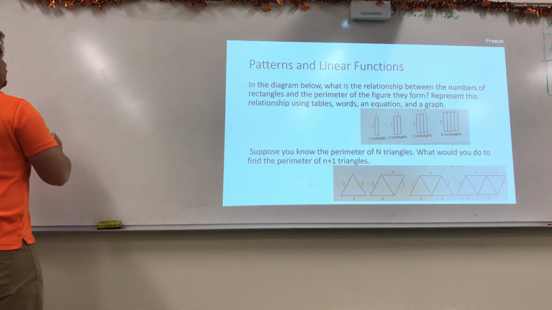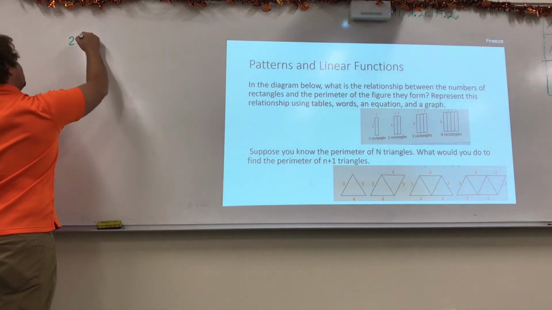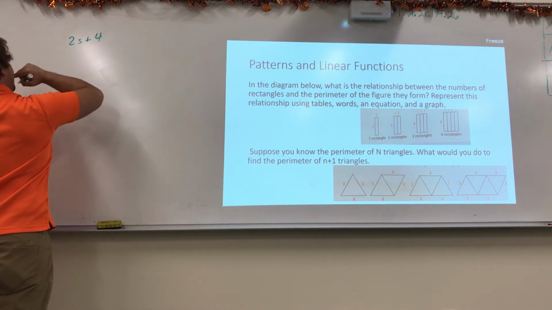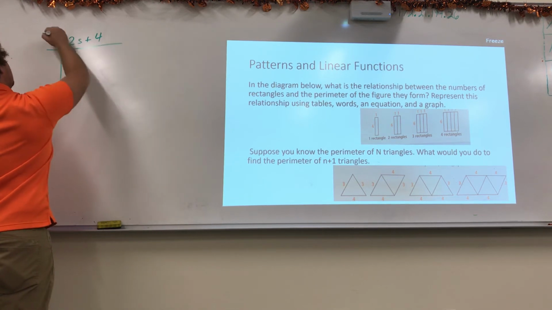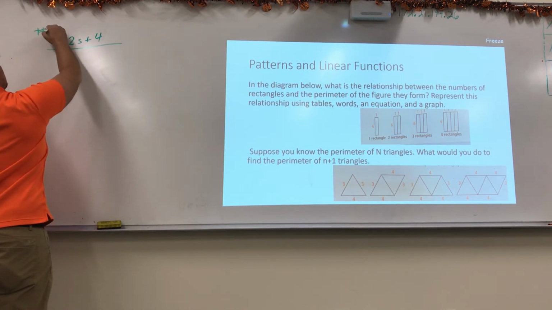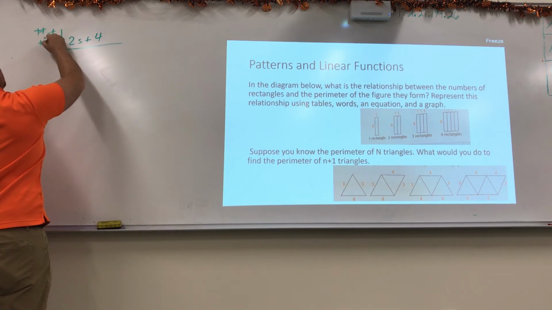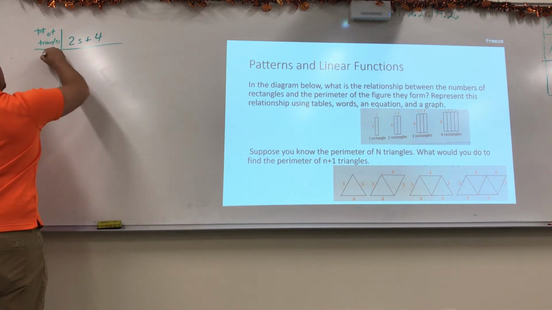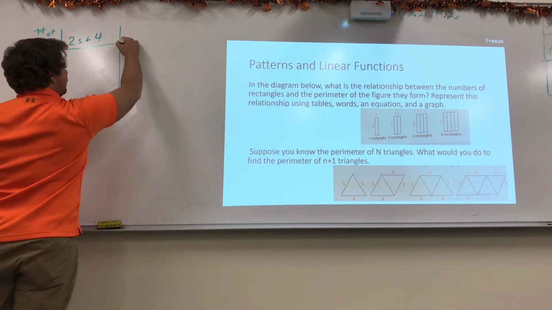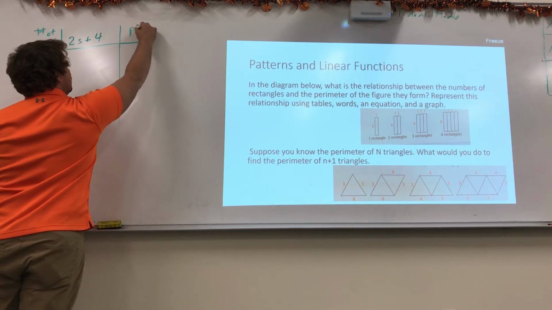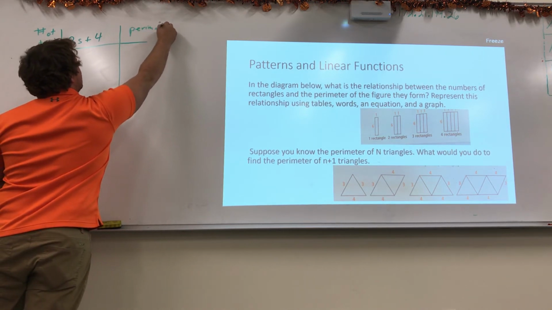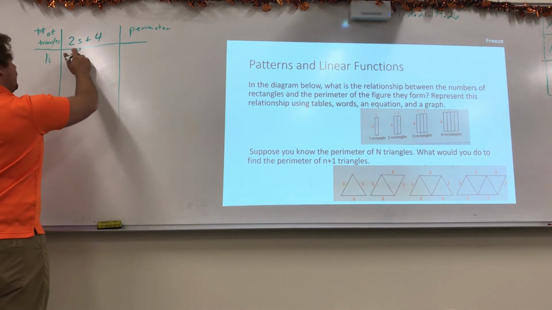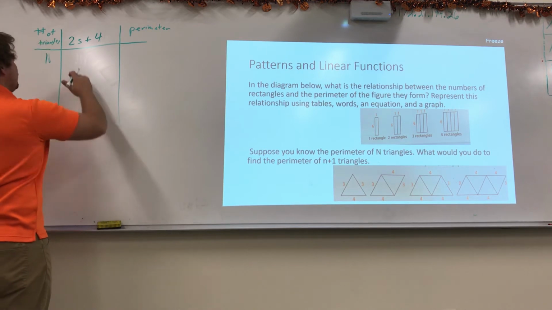So let's go 2s plus 4. All right. Number of triangles. Good. We got 1 here. Over here, we're going to have perimeter again. All right. So we plug this in. The first one we have one triangle.